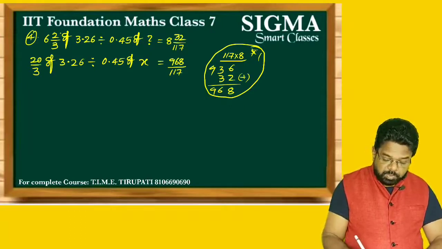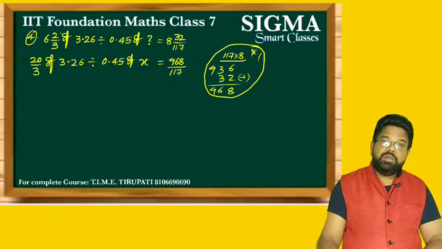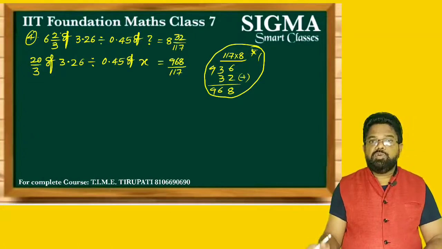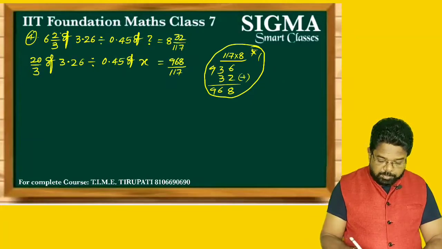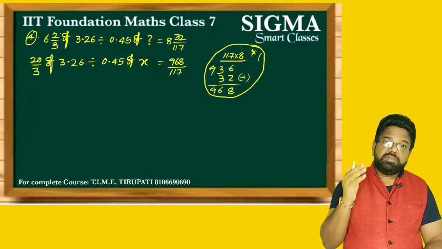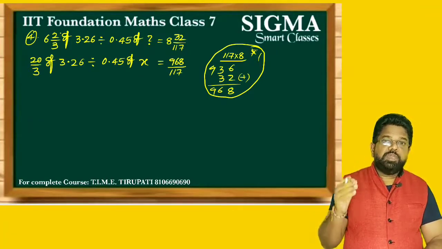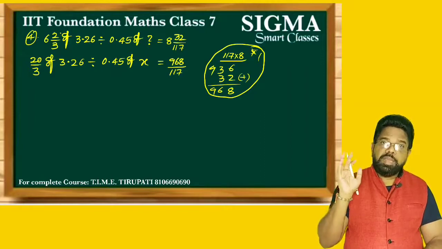Now see here, of is there. First you have to calculate the of. In the example, if you observe, of is there here. First you have to calculate it. Of is the multiplicative operator, already discussed with you in the previous videos. So in place of of, simply you have to multiply.